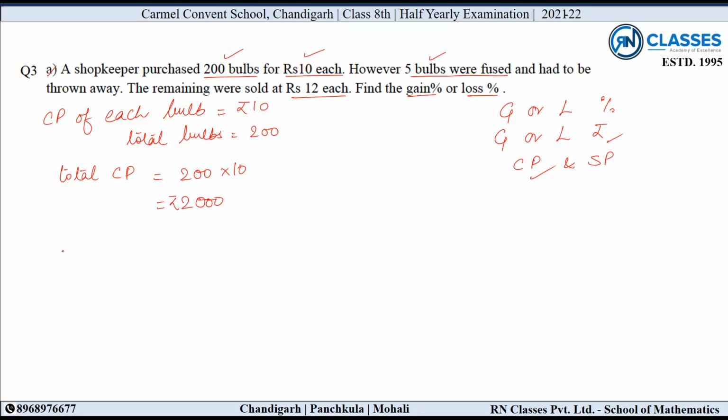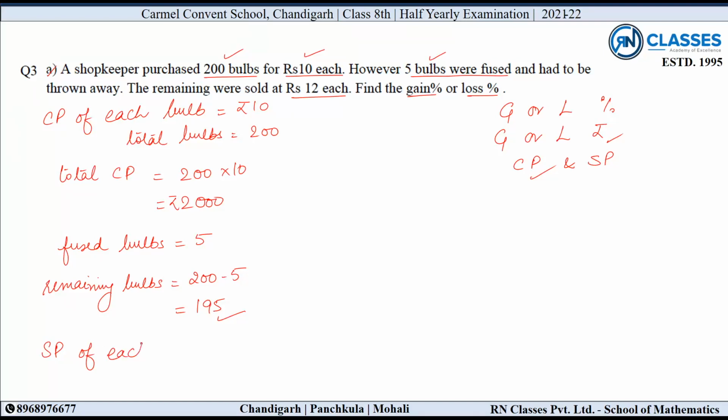5 bulbs were fused. Fused bulbs 5, remaining bulbs is equal to 200 minus 5. That comes out to be 195. And selling price of each bulb? We know 12 rupees, right? So total selling price, we'll get it from here.